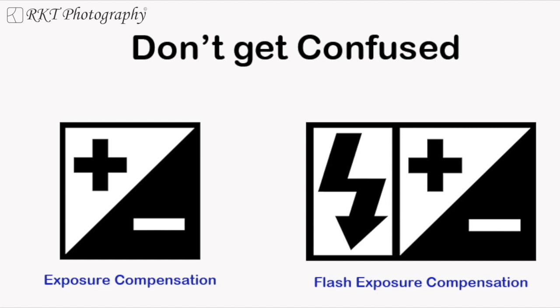Don't get confused with these two symbols of exposure compensation. The one symbol you see here is basically for getting the correct exposure in the camera, and the second symbol is majorly used when you are using any kind of external lighting, wherein you have to manipulate your flash exposure. So this symbol is majorly for increasing and decreasing the flash exposure compensation.